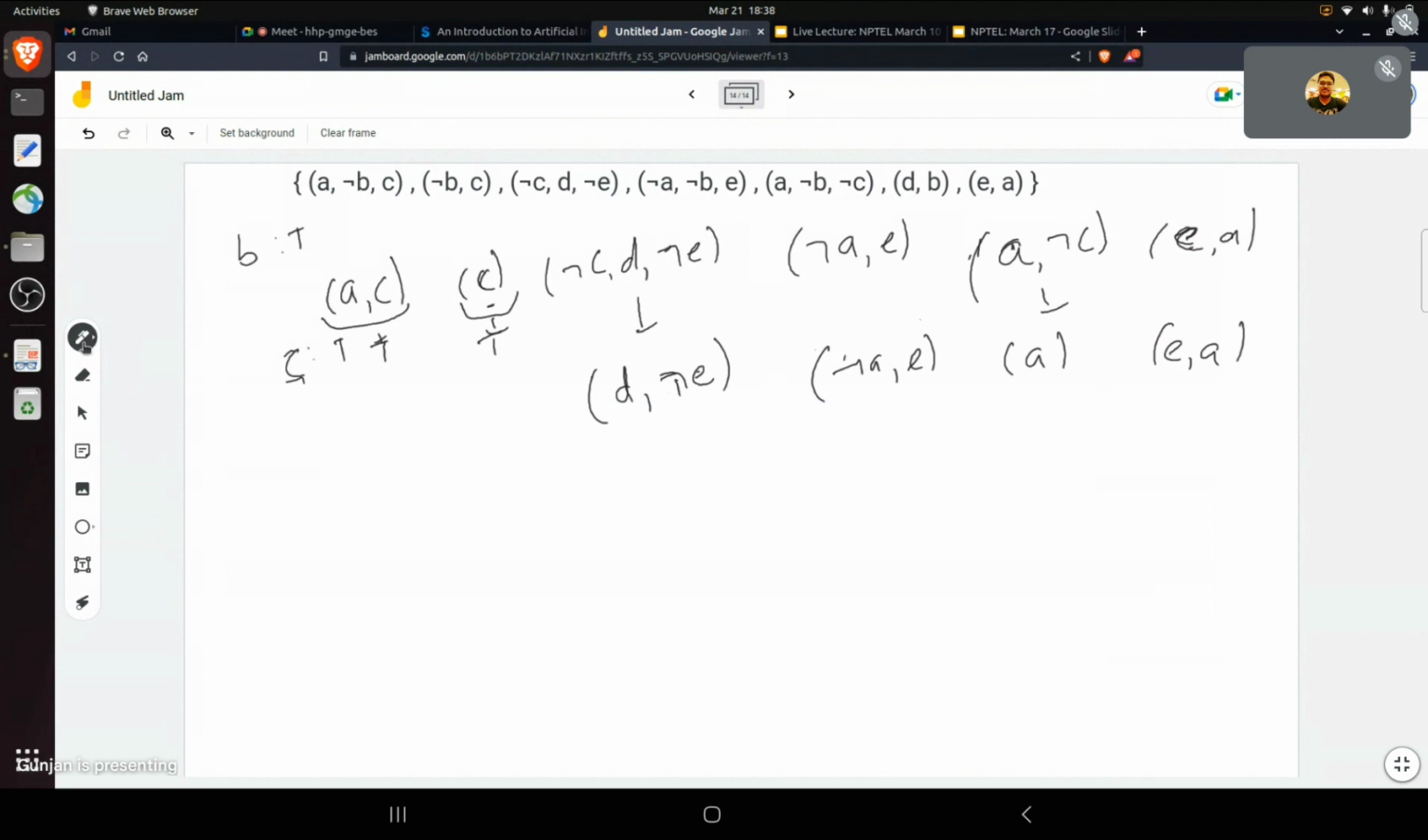Okay. So now we have A as the unit literal, so we will set A to true, right? If we set A to true, we will get D comma not E. We will get E. This will become true, and this will become true, right? And now we have E as unit literal, so we will set E to true, right? And if we set E to true, we will just be left with D. Is this correct?